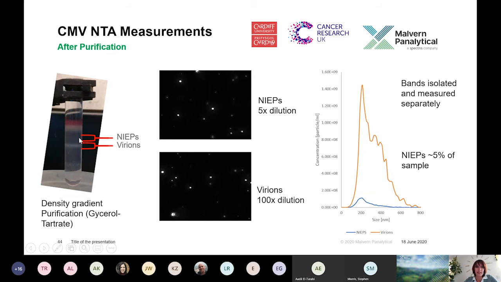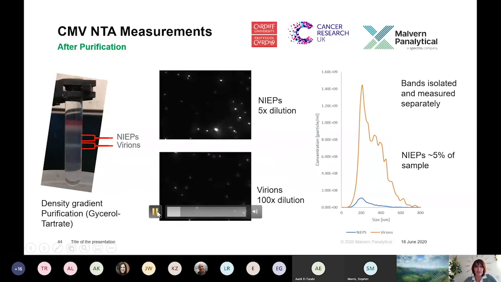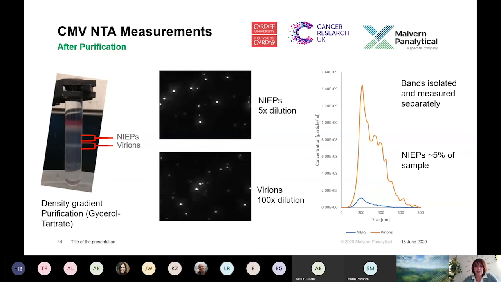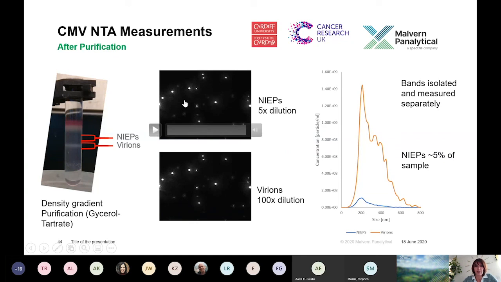two bands from this. And we've put it on NanoSight, and as you can see, we clearly see the two fractions analyzed. As expected, the NIPS fraction was in much lower concentration. We actually didn't even have to dilute it for NanoSight. We applied a very small 5 times dilution, and both samples were analyzed successfully.